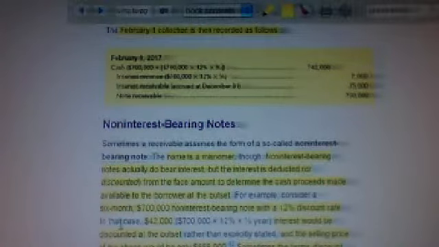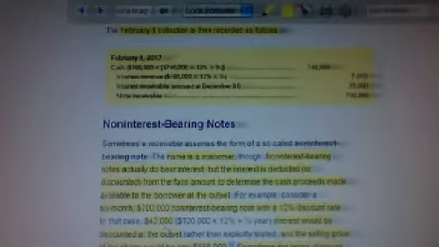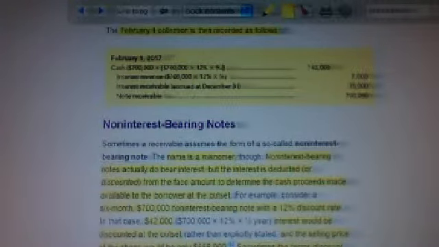So in our example here, we see a 6 month note. It's a $700,000 non-interest bearing note with a 12% discount rate. So we're going to take the $700,000 face amount, multiply it by the 12% interest rate, times 1/2, or 6 months out of a 12-month year. And that calculates out to $42,000. That $42,000 represents the interest that will be discounted at the beginning of this transaction. And the selling price of the shoes is the difference between the face amount of the note, $700,000, and the interest amount, $42,000, and we end up with a selling price of the shoes of $658,000.